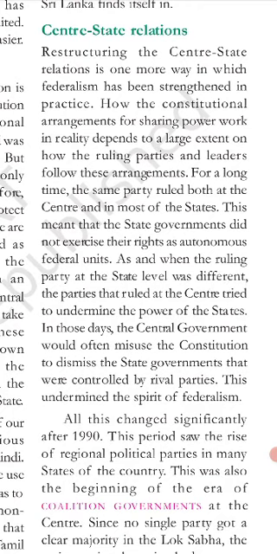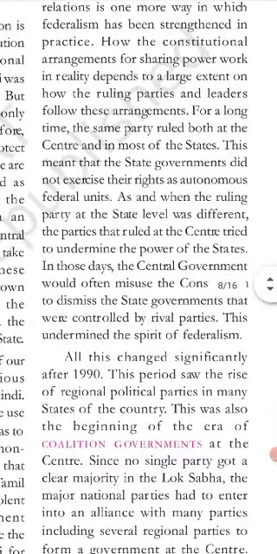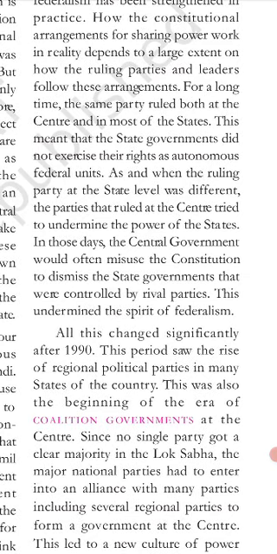For example, for a long time, the same party ruled both at the center and most of the states. So this meant that the state governments did not exercise their rights as autonomous federal units. कि बहुत टाइम तक क्योंकि स्टेट गवर्नमेंट और सेंट्रल गवर्नमेंट सेम ही होती थी, तो इसलिए स्टेट गवर्नमेंट अपनी ऑटोनोमस पावर यूज़ नहीं कर सकती थी. As and when the ruling party at the state level was different, the parties that ruled at the center tried to undermine. और जहाँ जहाँ पर स्टेट लेवल में अपोजिशन पार्टी थी, डिफरेंट पार्टी रूल करती थी, वहाँ पर सेंट्रल गवर्नमेंट पूरी कोशिश करती स्टेट गवर्नमेंट की पावर को अंडरमाइन करने के लिए.